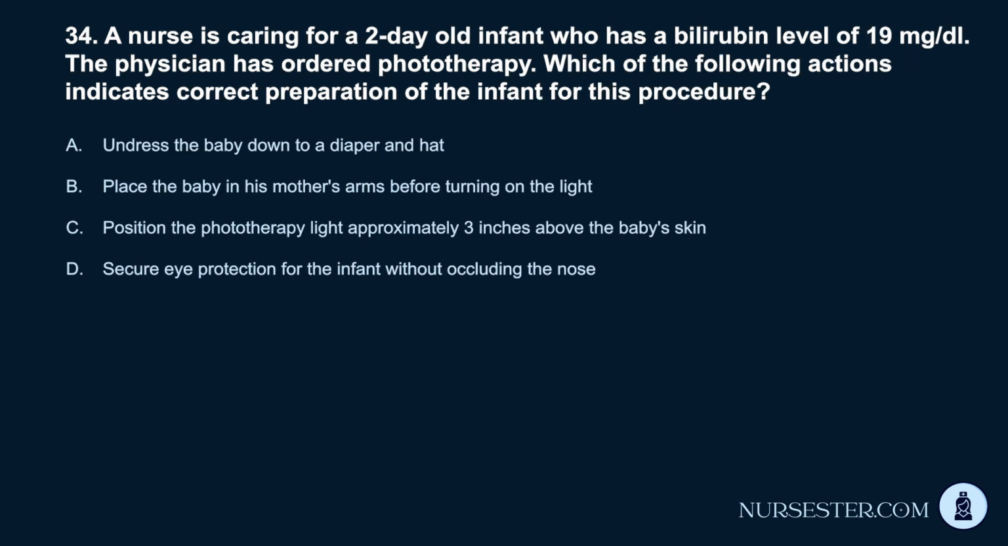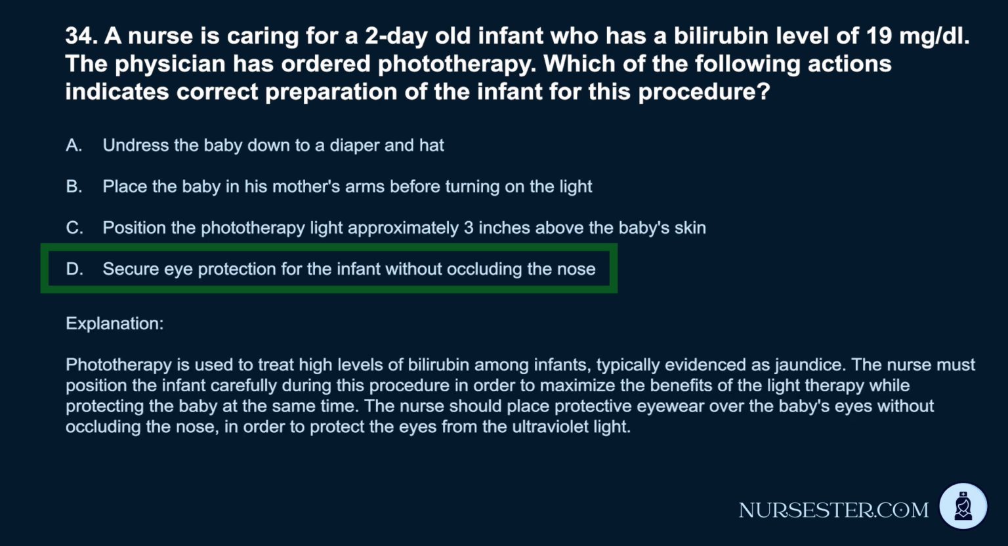34. A nurse is caring for a 2-day-old infant who has a bilirubin level of 19 mg per dL. The physician has ordered phototherapy. Which of the following actions indicates correct preparation of the infant for this procedure? A. Undress the baby down to a diaper and hat. B. Place the baby in his mother's arms before turning on the light. C. Position the phototherapy light approximately 3 inches above the baby's skin. D. Secure eye protection for the infant without occluding the nose. Correct answer: D. Secure eye protection for the infant without occluding the nose.